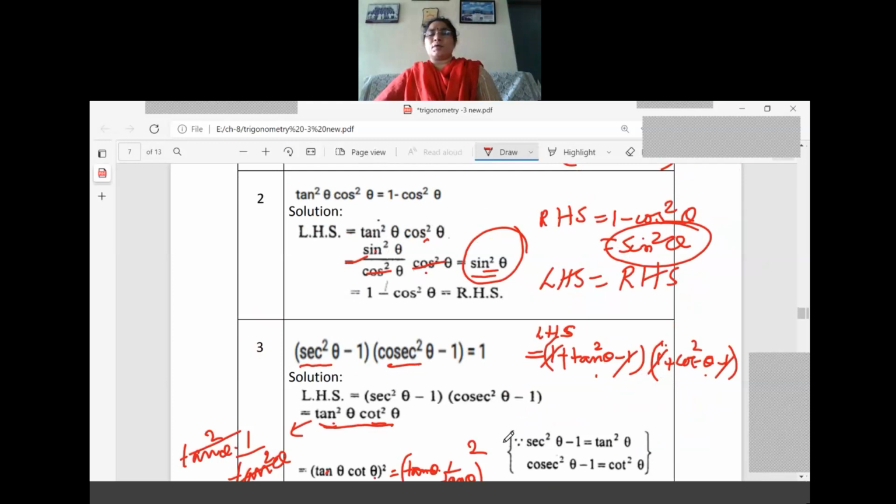So in the third question, what happens? Sec square theta, cosec square theta is coming. So we have applied the second and third identity idea. You can see here, isn't it? Sine square theta, 1 by cos square theta can be written for sec square also.